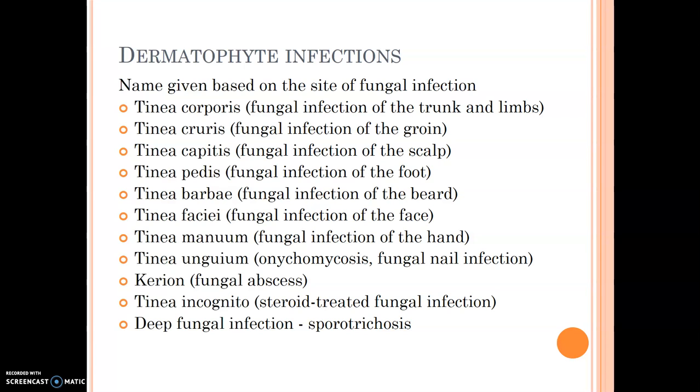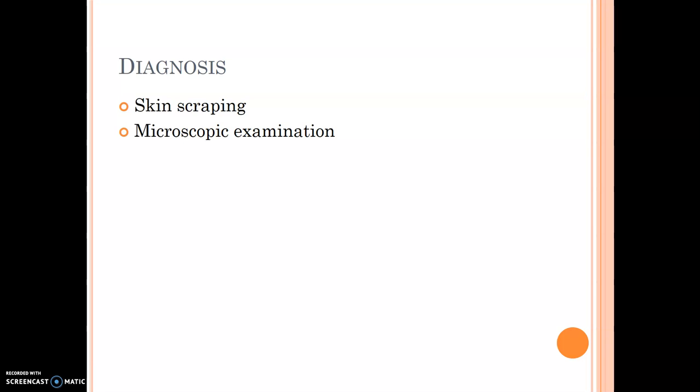And then you have deep fungal infection, which is fungal abscess, called kerion. You also have tinea incognito. And then the other one is sporotrichosis, or deep fungal infection. Sorry, kerion is fungal abscess, not deep fungal infection. So the diagnosis is similar to other skin problems, which is skin scraping, as well as microscopic examination.